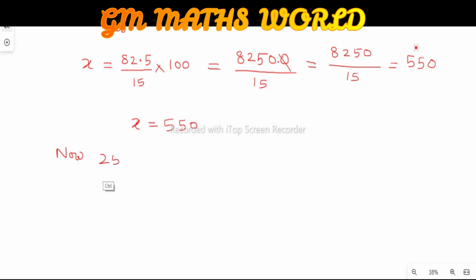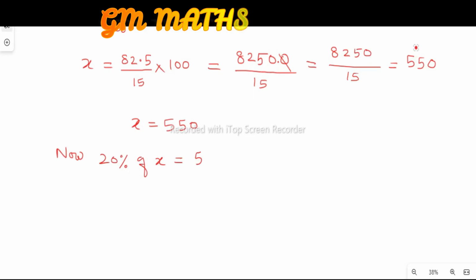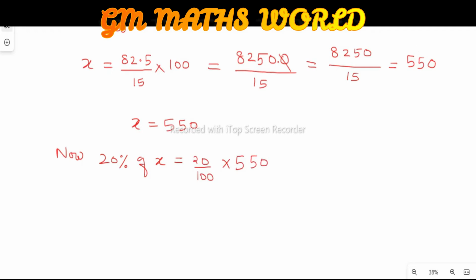After dividing 8250 by 15 we will obtain 550. Therefore the number is x equals 550. Now they are asking us to find the 20% of x. So 20% of x is 20% of 550, that is 20 by 100 into 550.